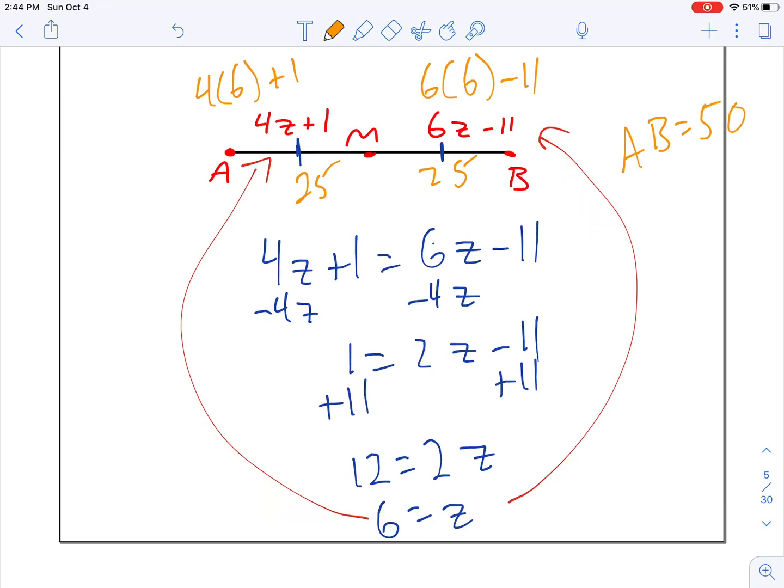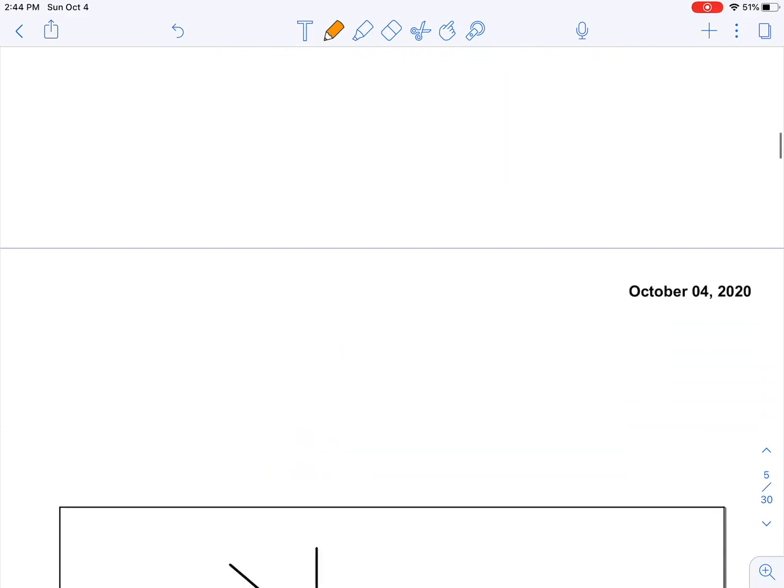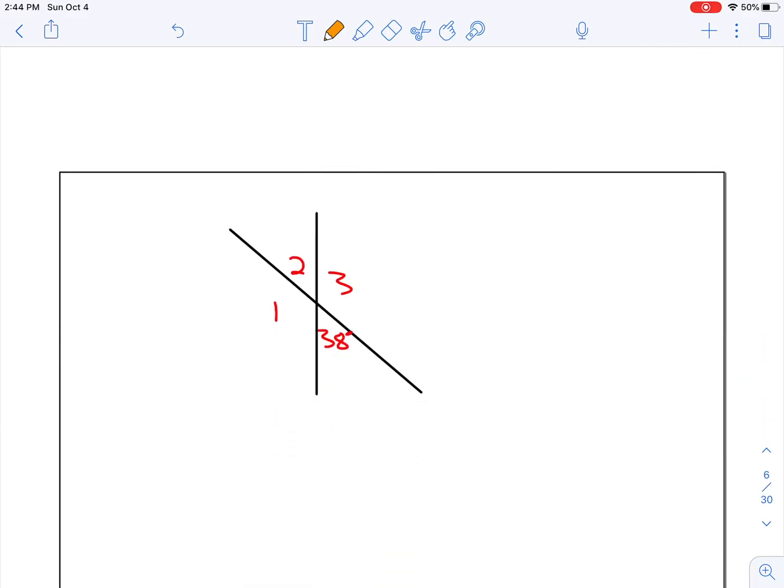Now, in number 5, 6, and 7, they just have two lines intersecting. And the key here, they want you to remember two things. First off, that vertical angles are equal. So that 38 degrees is also going to be the measurement of angle 2. Second thing they want you to remember is the ones that are next to each other have to add together to equal 180 degrees. So angle 1 will have to be 142 degrees. Angle 3 will have to be 142 degrees. Because these angles here have to add together to equal 180 since they're next to each other.